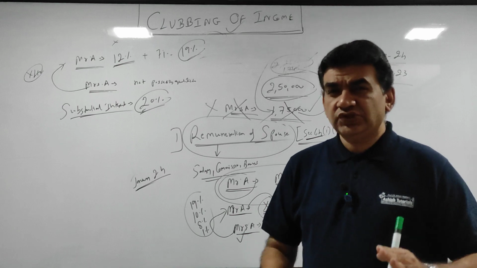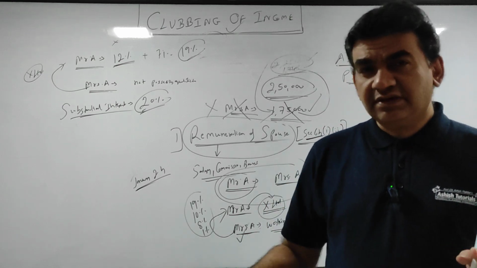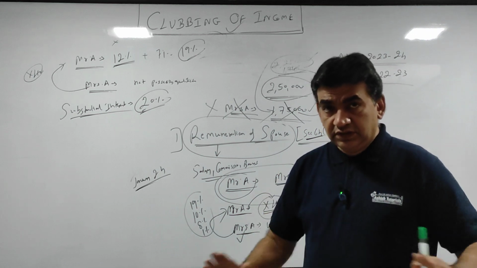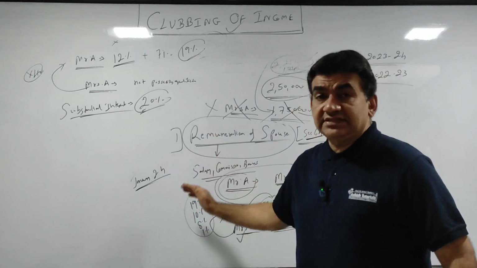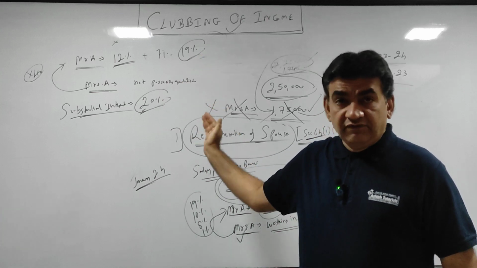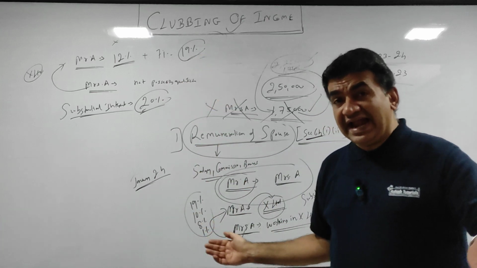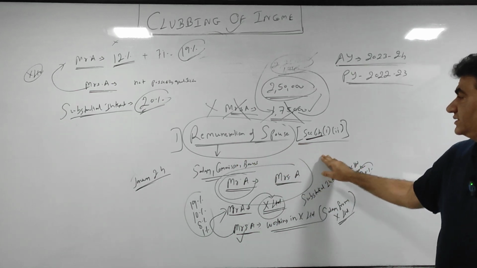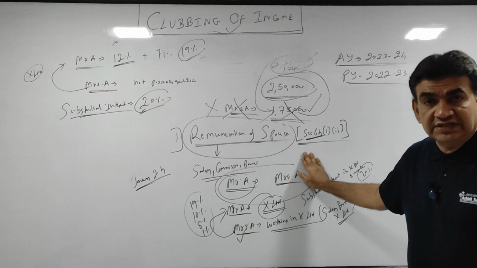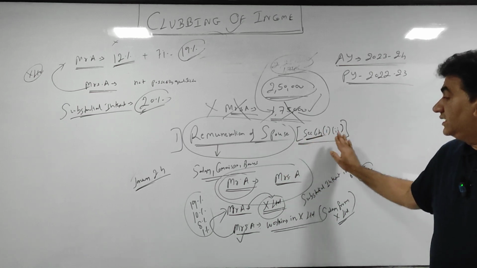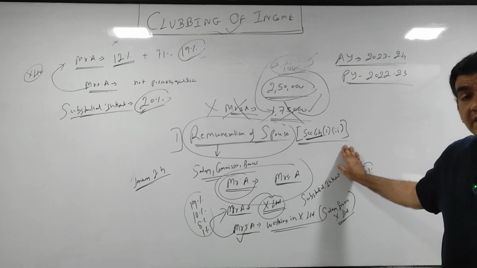Now what I'll be doing, guys, the video has become a bit lengthy, because if I do the sum, time will go, so I'm restricting the video to till here only. That is explanation covering the basic concept of clubbing of income, what exactly clubbing was, and detailed explanation of the first part, that is remuneration of spouse.